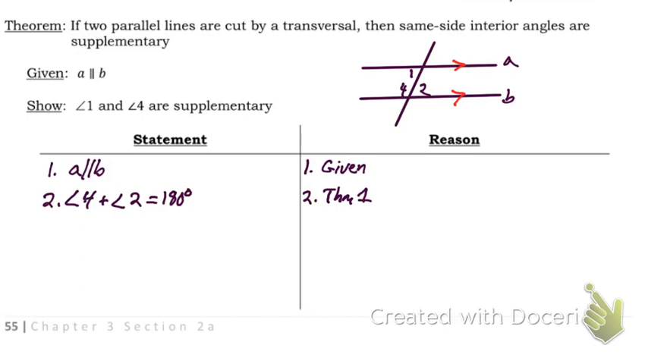Well, we want angle 1 plus angle 4 to equal 180. So I want to eventually get rid of this angle 2 and replace it with angle 1. But that means they both have to be congruent to each other, right? You could say that angle 1 is congruent to angle 2 by theorem 6. Angle 2 is congruent to angle 4.